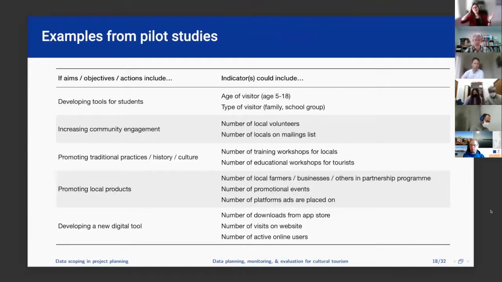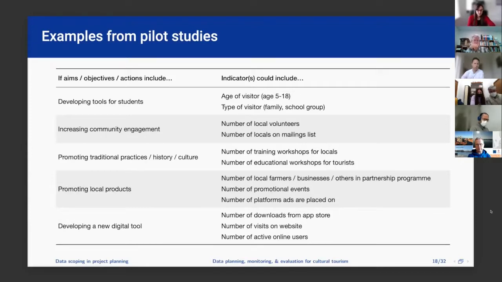So here's a few examples from pilot studies, just to give an idea of different indicators that you could have, because it seemed like some pilot studies were saying, what kind of data should we be collecting? And these are things to think about beyond just harmonizing data across INCULTUM as the success of our pilot study. How can we measure that? So if you're, for example, developing tools for students, well, you need to have some way of knowing, are students actually coming? Are we increasing students? So maybe you should have an indicator for the age of the visitor. Are they within school age or university students? Are they coming as a family? Are they coming as part of a school group?